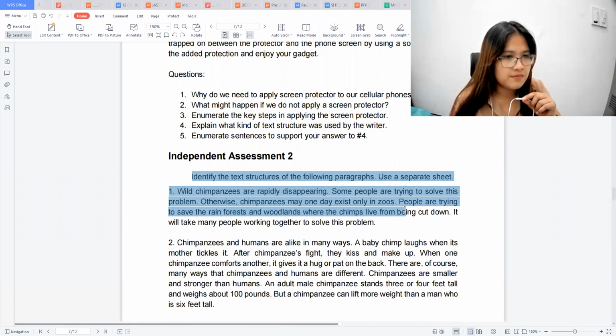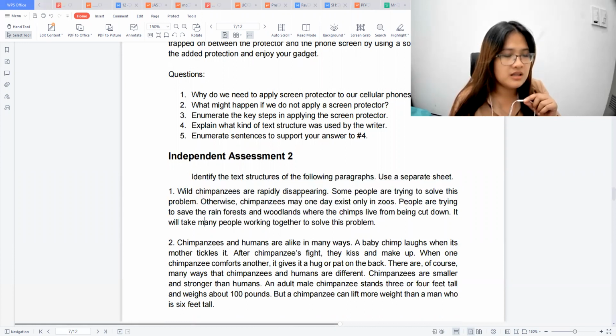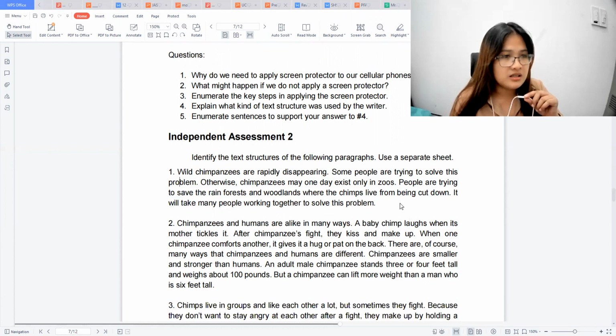Naintindihan natin, okay? So, while chimpanzees are rapidly disappearing, so yun daw yung umpisa niya. Some people are trying to solve this problem. So, may word the problem. Otherwise, chimpanzees may one day exist only in zoos. People are trying to save the rainforest and woodlands where chimps live from being shut down. It will take many people working together to solve this problem. So, dun pa lang, nandun yung keyword na problem. Then, naghapag sila ng solution. But what are the solutions? Save the rainforest and woodlands. So, this is a problem and solution text structure.